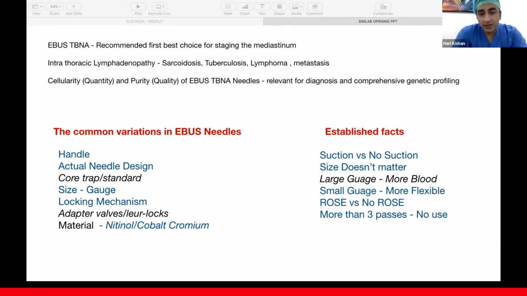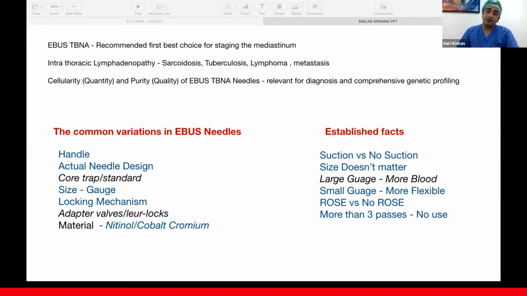So in this short discussion, we will see if these things can make a difference in increasing your diagnostic yield, or can they make a difference in getting better tissue when you use a different company needle, or when you use a different model needle, like where the tip is having a core, or when the tip is having a blunt end.